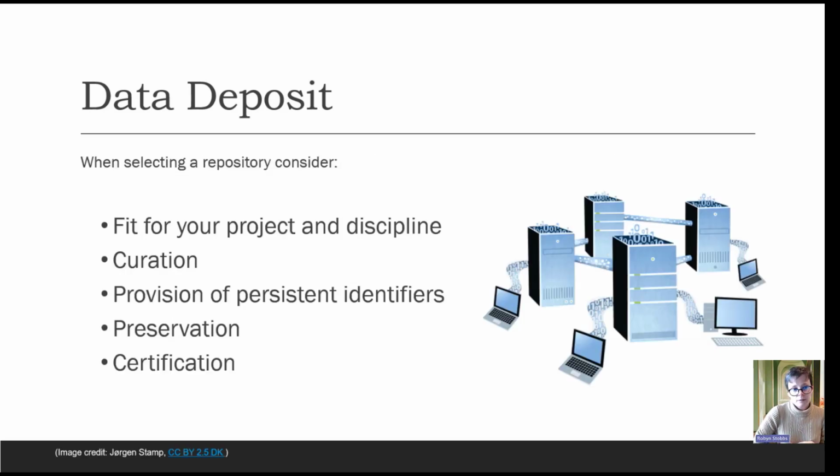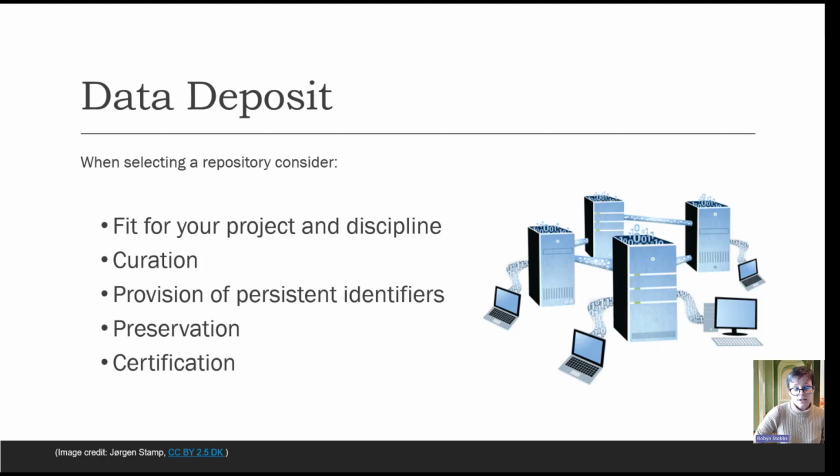So when you're selecting a repository, you want to think about the fit for your project and discipline. Are other researchers who you want to find your data going to be able to find it there? Does it take the appropriate data types that you're looking for? You also want to look at curation. Some places will actually have curators on staff and criteria that your data needs to meet before they will accept your deposit. Those curators can then work with you to help make your data more FAIR.